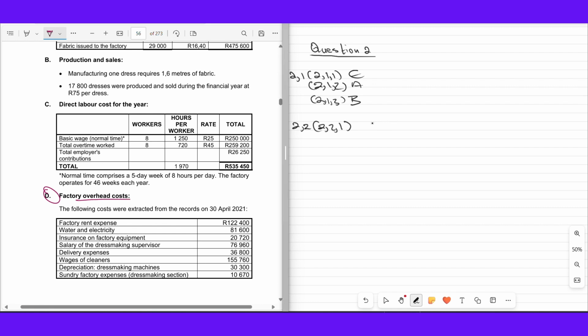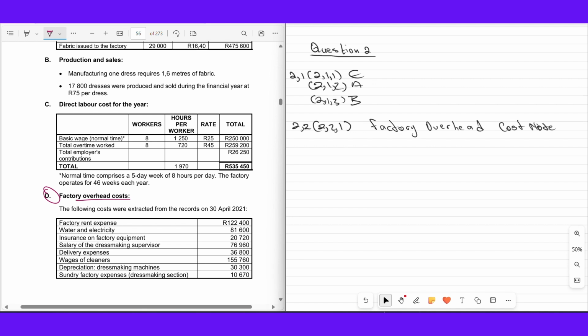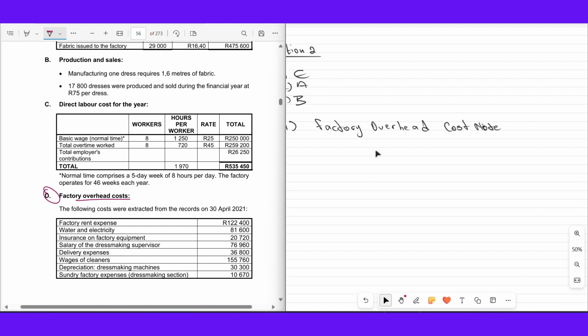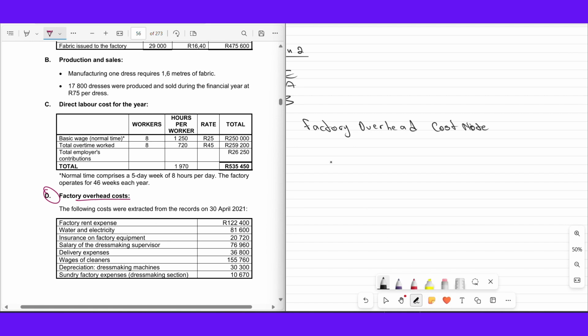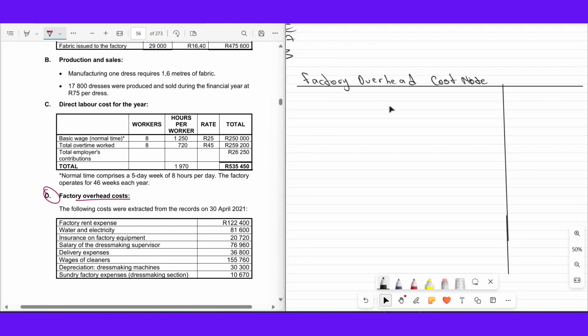So we are going to have factory overhead cost note. So this is what is going to happen. So this is the factory overhead note.